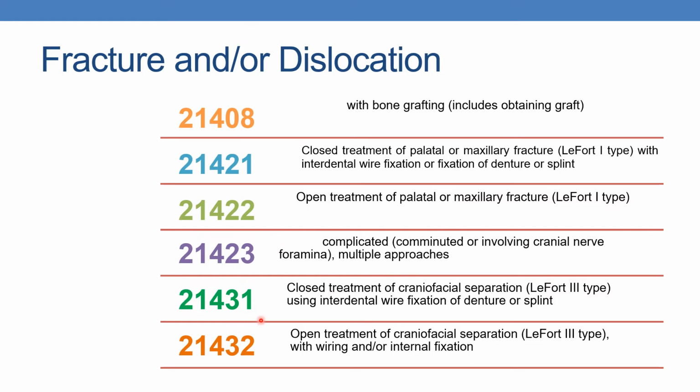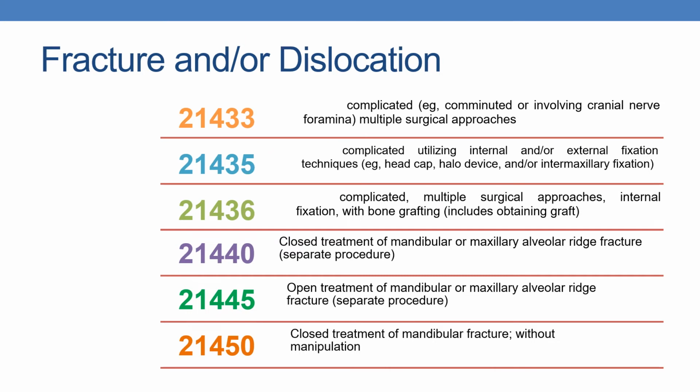The next is 21431. It deals with closed treatment of craniofacial disjunction, Lee-Fort type 3, using interdental wire fixation or denture or splint. The next is 21432. It deals with open treatment of craniofacial disjunction, Lee-Fort 3 type with wiring or internal fixation. The next is 21433. It deals with open treatment of craniofacial disjunction, complicated by multiple surgical approaches.